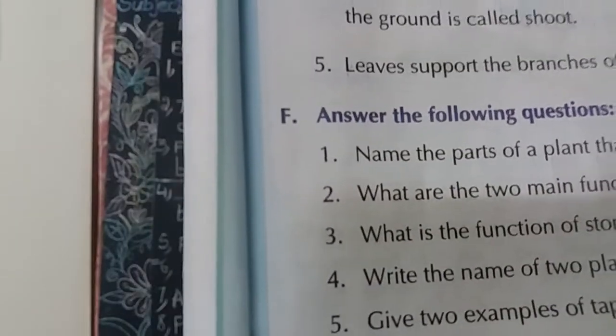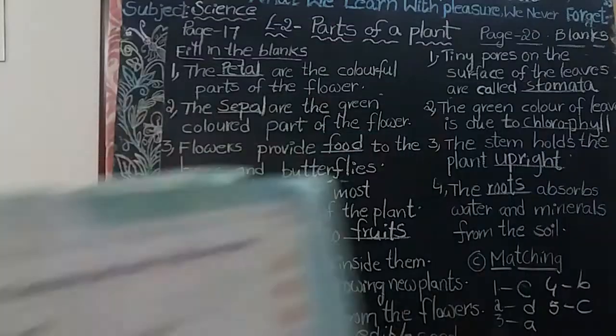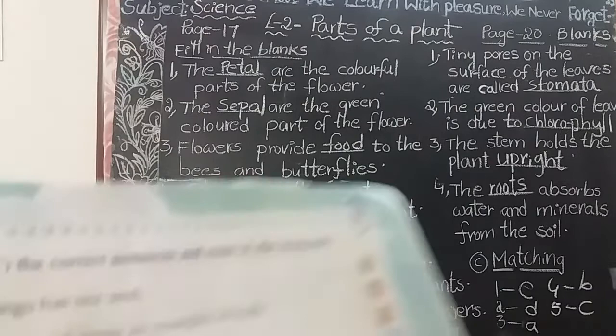Okay, here true or false. They have given, tick the correct sentences and cross the wrong ones. Mango has only one seed. Is it correct or wrong? It is correct. You have to keep ticks. If the sentence is correct, you have to keep the tick mark. Mango has only one seed. That's why it is correct.